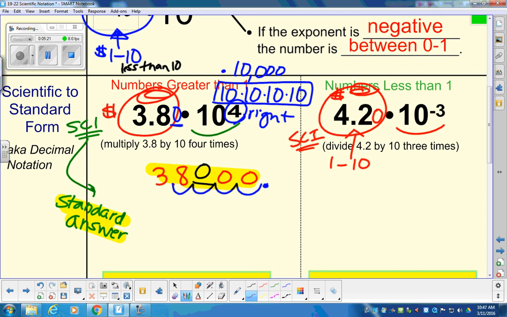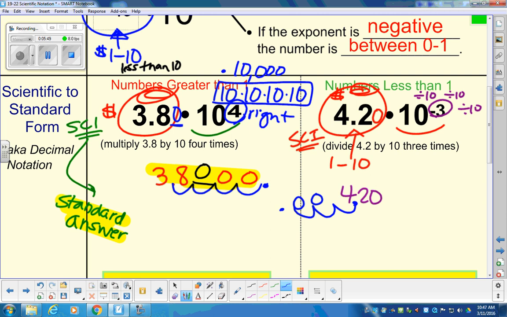In this particular case, we're taking 4.20, and we're dividing it by 10 three times, because it's saying -3, which really means make it smaller. Divide by 10, divide by 10, divide by 10. So if we're dividing by 10 three times, we're making this significantly smaller. Every time we move, it's a division by 10. And my new answer becomes 0.0042.